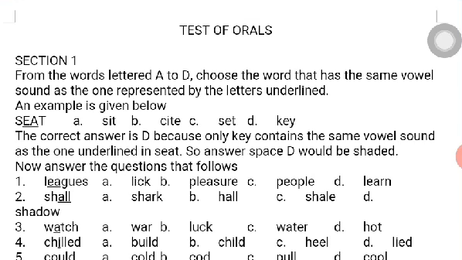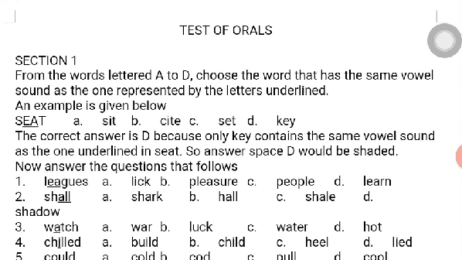So the word we have is LEAGUES. Then option A is LICK. We're going to look at the pronunciation for that. Then option B is PLEASURE. Then option C is PEOPLE. I'm writing it on the marker board as I'm reading it out.